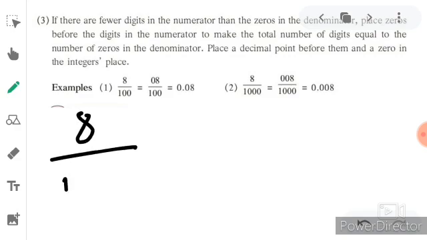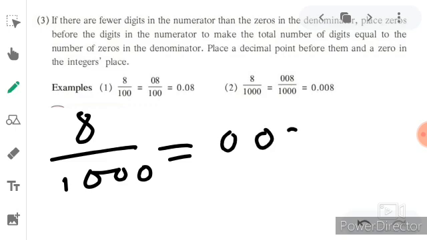8 upon 1000. How many zeros? 3 zeros. So you'll have to put 3 zeros, 0008, digit as it is. And then put the decimal point after 3 digits. 1, 2, 3 here. So our answer is 0.008. So students, I hope you will understand better.